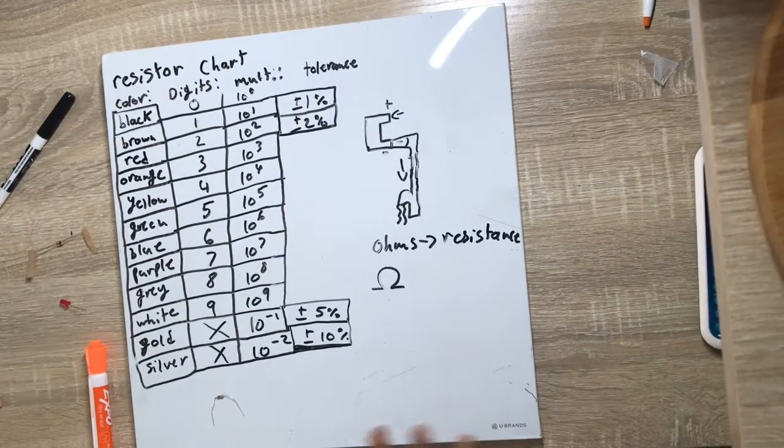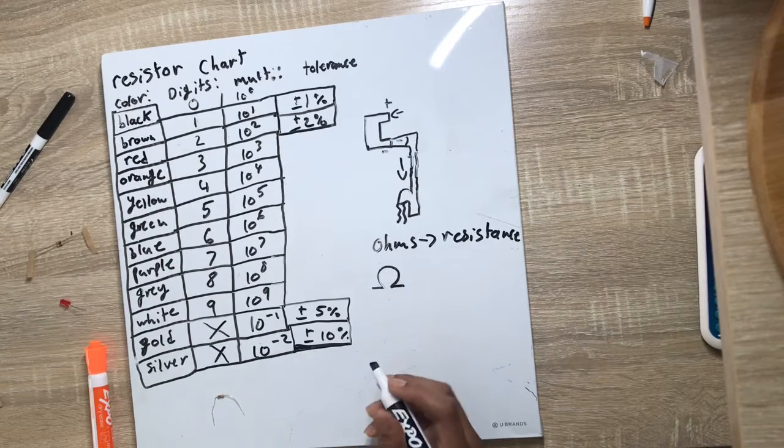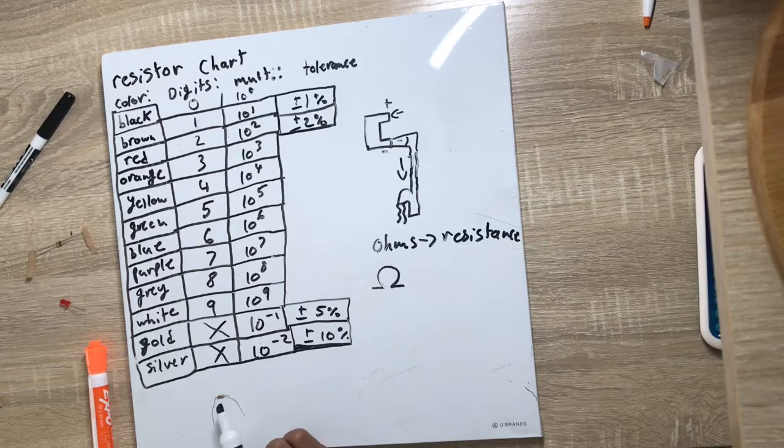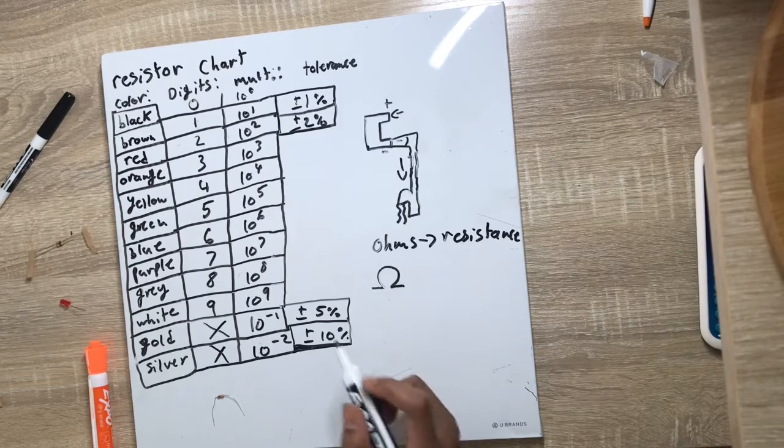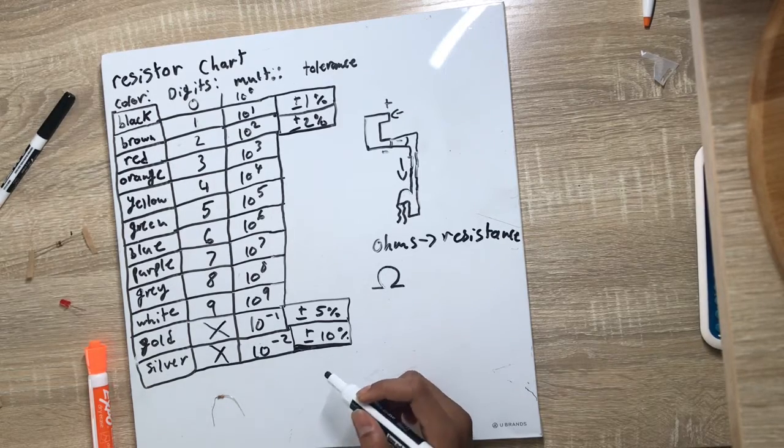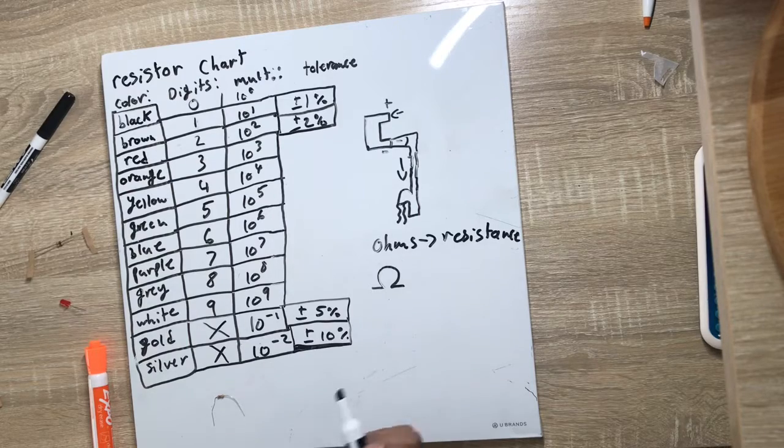There's 4 bands total on this resistor. To find out the value in ohms of this resistor, we're going to have to first look at the first 3 bands to find the value in ohms, and the last band will tell us the tolerance. I'll speak to you about what that means later, but first, let's find the actual ohm value.